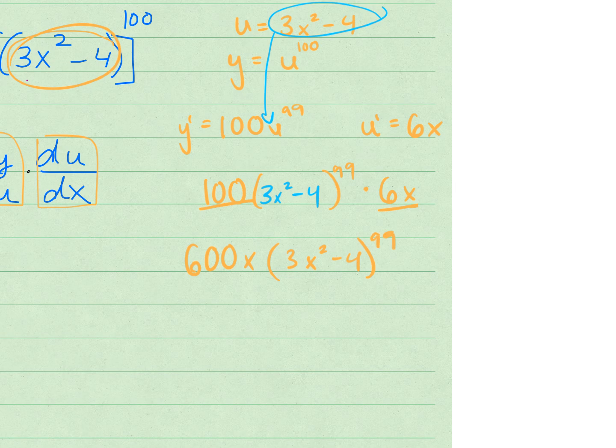Can I distribute inside my parentheses? No, because they have an exponent. If they have an exponent, you can't distribute, unless you did 3x squared minus 4 to the 99th power, but you'd be here all day. So this would be our derivative.